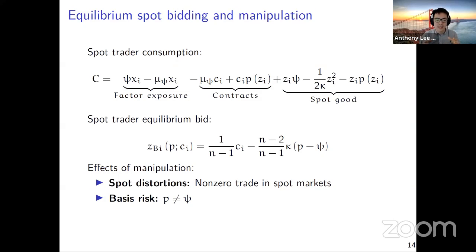We're also going to generate risk. Agents' factor exposures are random, making their contract positions random. And then since that drives their bids, that means that the settlement price in the auction is going to be risky. It's not going to equal psi. It's going to be normally distributed around psi. So these are basically the two sources of welfare losses in the model.